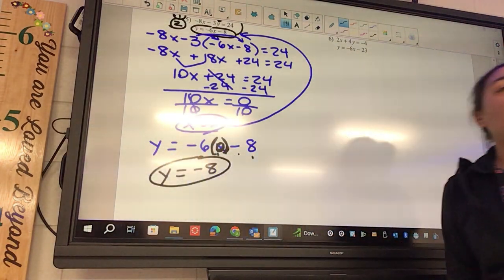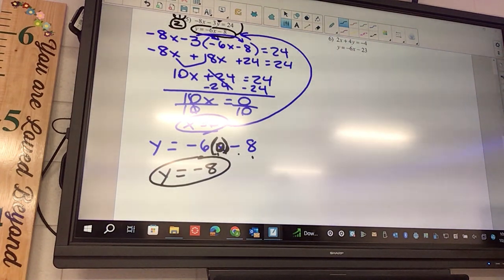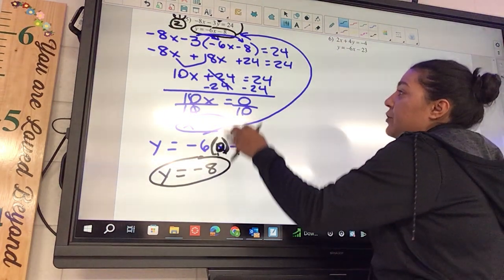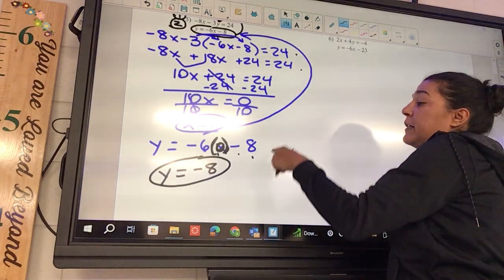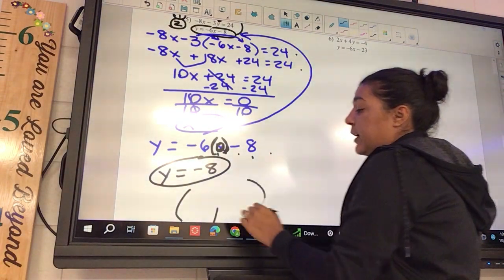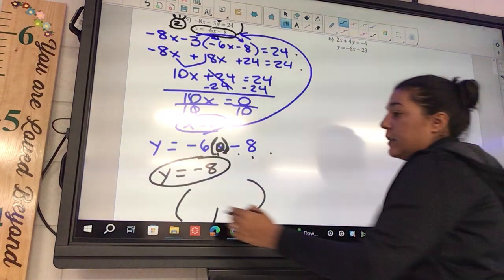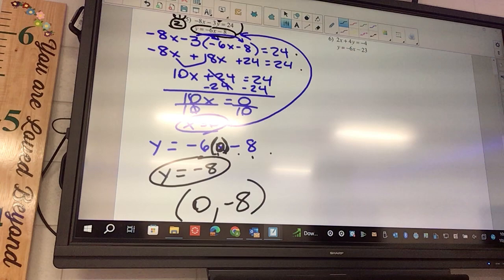Now, do we know what the x likes to be called? Yeah, 0. Do we know what the y likes to be called? Negative 8, and so now it's done. Okay, so on this one you have kind of an extra couple steps, so distributing, combining like terms, and then plugging it in. But it is the same as the front. Which one's going to come first? The 0, or the x. So it's going to be 0, comma, negative 8.